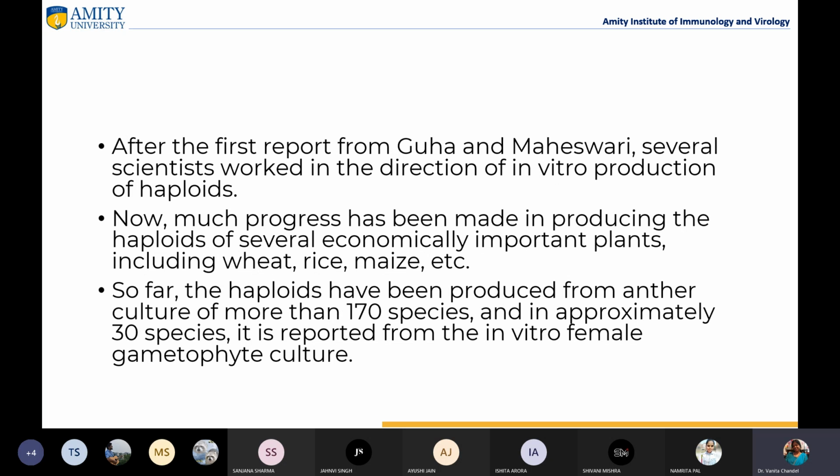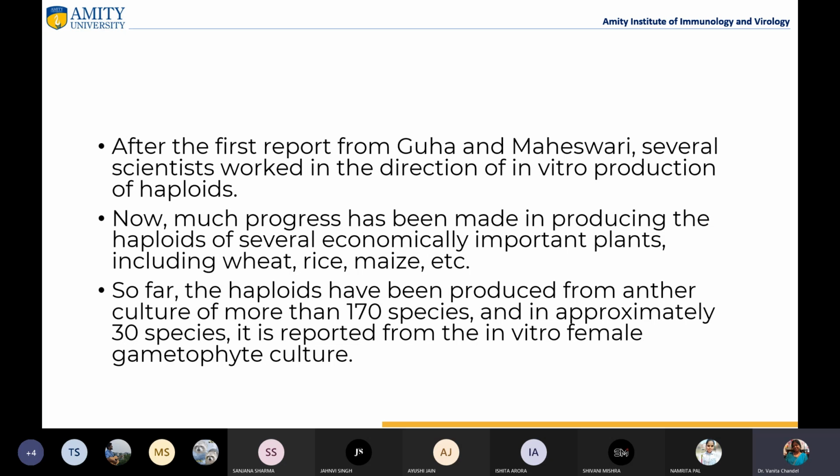So after the first report, a lot of people started working towards in vitro production, because it is easy. In natural conditions, it happens by chance or in some plants. But when we want to go for haploid plant production in in vitro conditions, it is easier as compared to the natural condition. So we can generate as many plants as we want, and such techniques for production of haploid plants can be exploited later. I will discuss how they are being used.